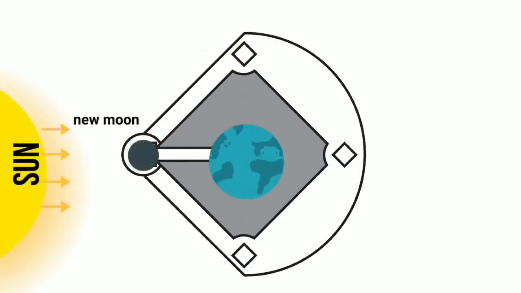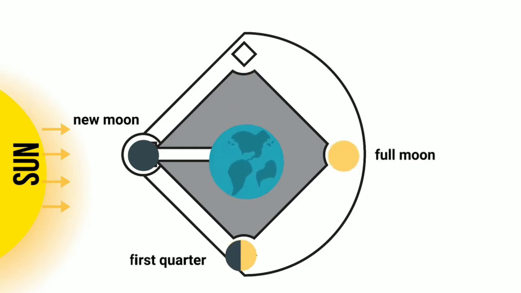It occurs when the moon is between the Earth and the sun. First base will be the first quarter. Second base will be the full moon, which occurs when the moon is beyond the Earth and reflects the sunlight back. The third base is the third quarter, and then you're back at new moon.